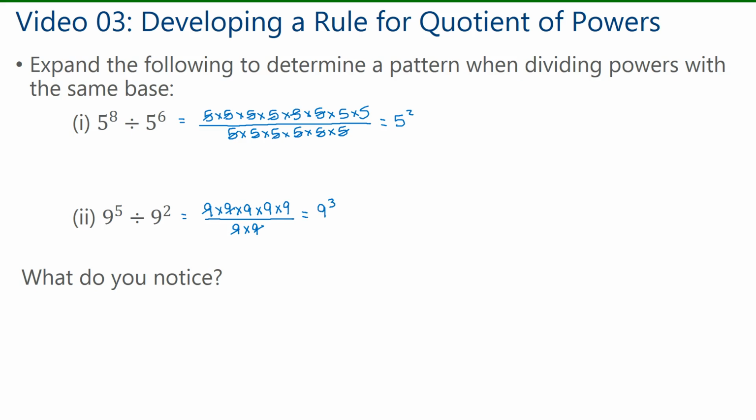So what do we notice? Well, when I'm dividing two powers with the same base, they end up with a single power, where the exponent is equal to the difference of the other two exponents. 8 take away 6 is 2, and 5 take away 2 is 3. So I'm going to say that the number of bases is equal to the difference of the exponents.